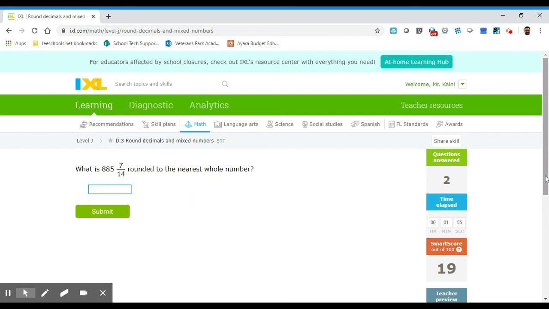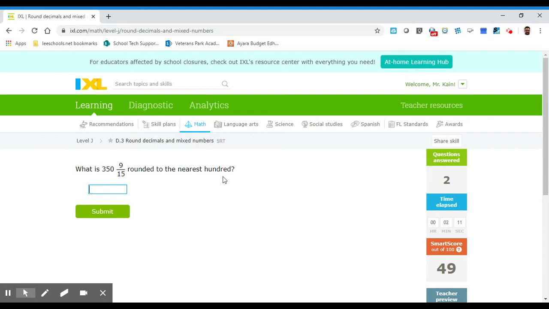Let's go ahead and jump up a level, see what we're working with here. Okay, so what is 350 and 9/15 rounded to the nearest hundred?